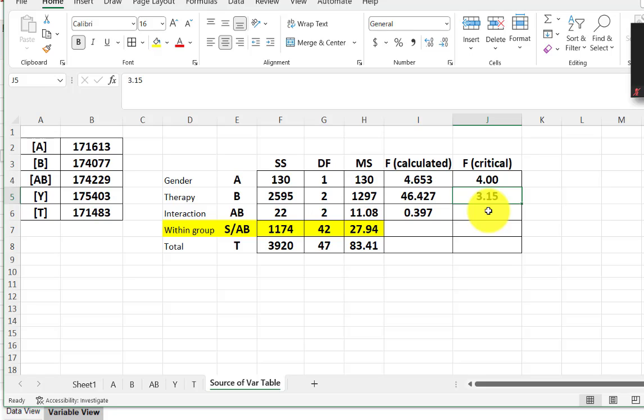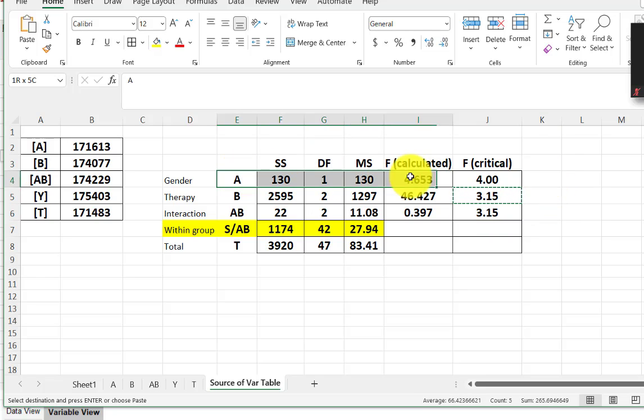So, in a nutshell, there is a main effect. In other words, reject the null for A. There is a significant difference in GAF scores between the genders. Reject the null for B. There is a significant difference in the GAF scores between the therapy groups. And for the interaction, there is no significant interaction because our calculated F was not greater than the critical F.